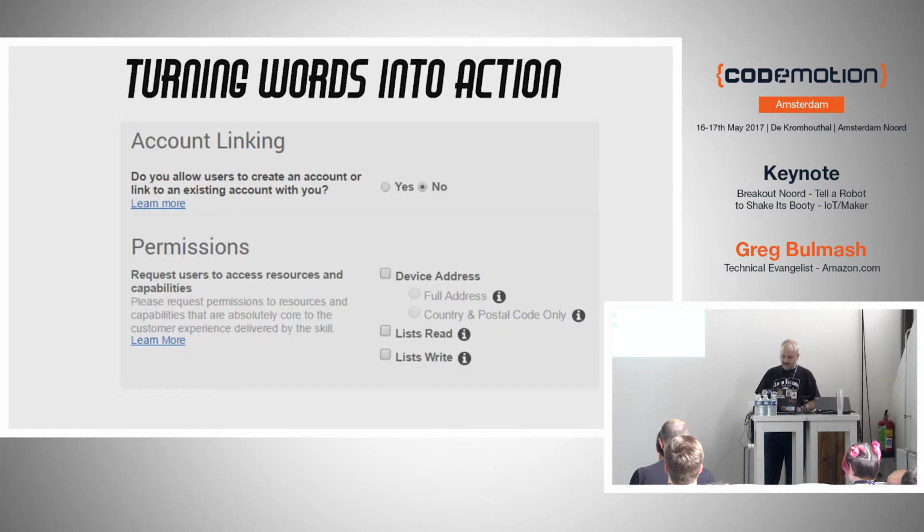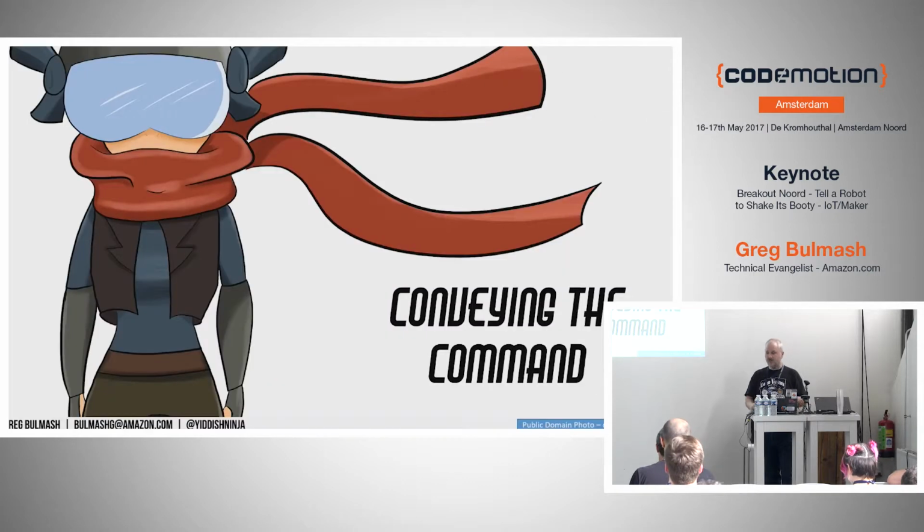Alrighty, so we've got our words into action. Now it's conveying the command. And if you were going to be setting this up as, say, a multi-tenant app, then you definitely want to use something like Login with Amazon, where you could then set up your accounts and be sure which server you needed to reach out to for which customer. That way you could have unique identifiers and set that up.